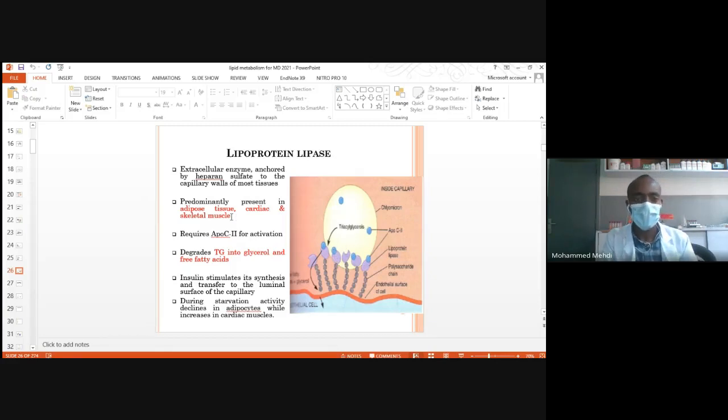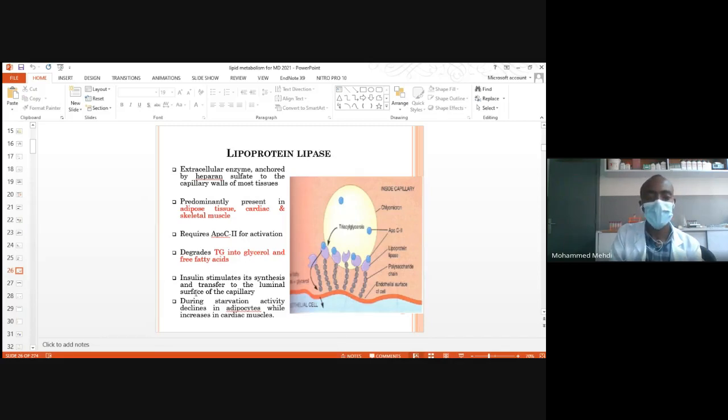This enzyme is predominantly present in adipose tissue, cardiac, and skeletal muscle, to release fatty acid and use fatty acid as a source of energy. For its activation, it requires ApoC2. So ApoC2 activates the enzyme, then there will be degradation of triacylglycerol into glycerol and free fatty acid.